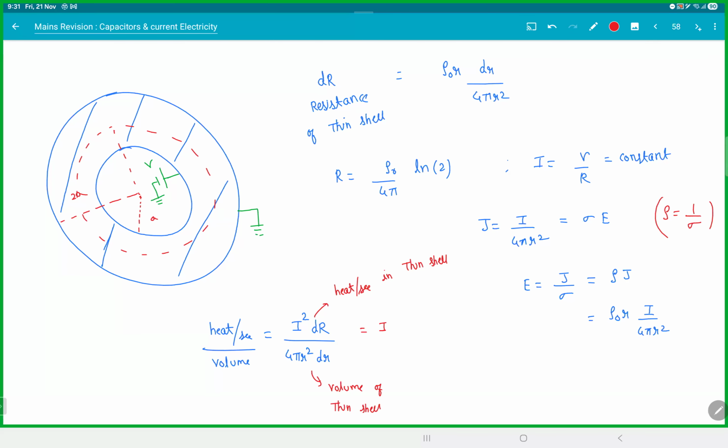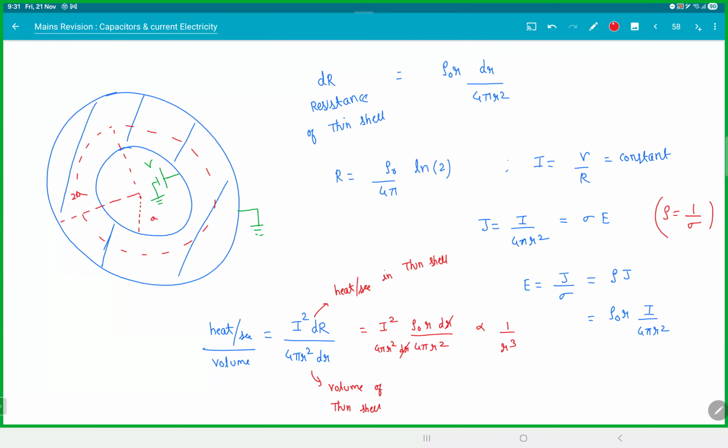I square is anyway constant. dr is this guy, which is rho naught r dr, 4 pi r square, and this is 4 pi r square dr goes off. One r will go off, you'll end up with 1 by r cube. Clear with that? There, you can play like that with the volume thing.